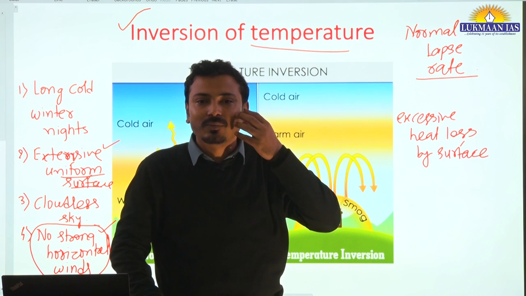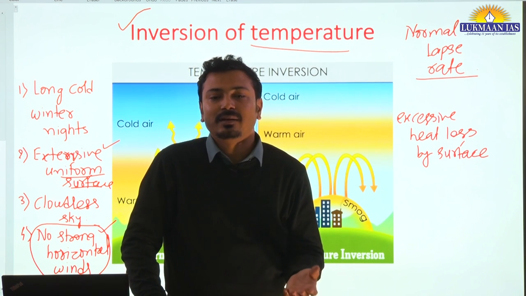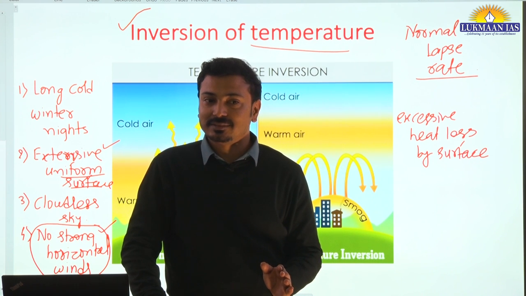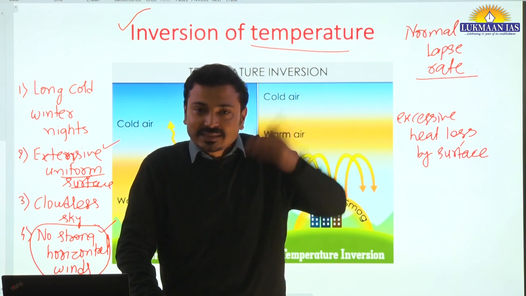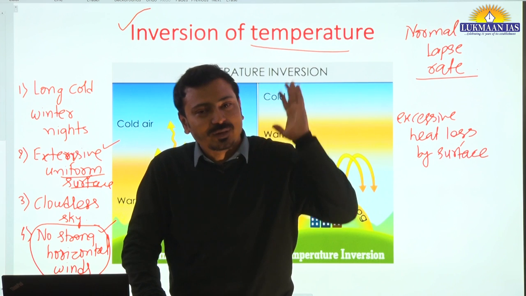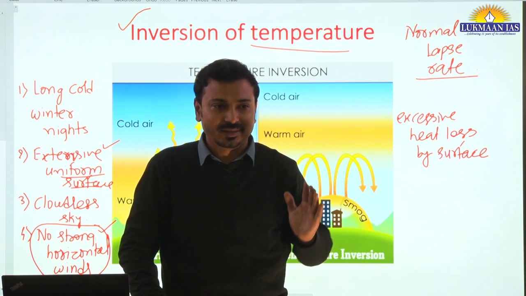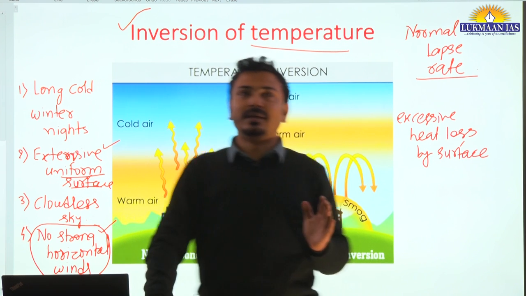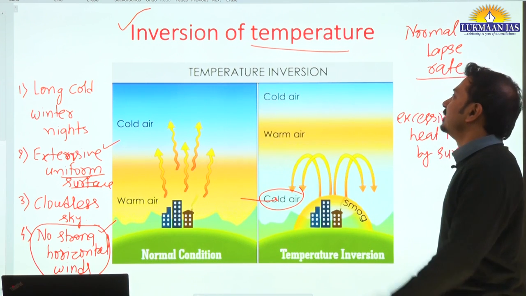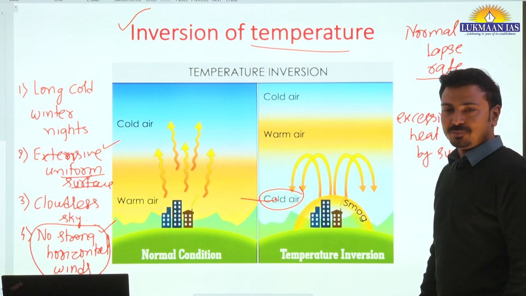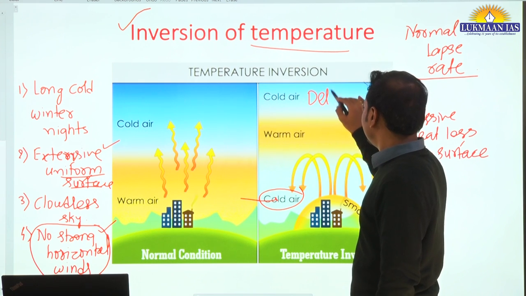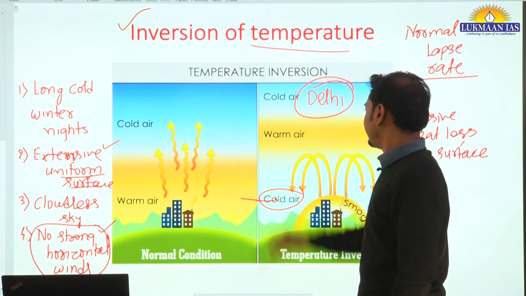Okay, but what happens in the coastal area? We have the moderating effect of the sea in coastal areas. No excess heating, no excess cooling in coastal areas. Right? Now, what is the significance of this inversion of temperature? What we observe in the November month in Delhi is this situation.